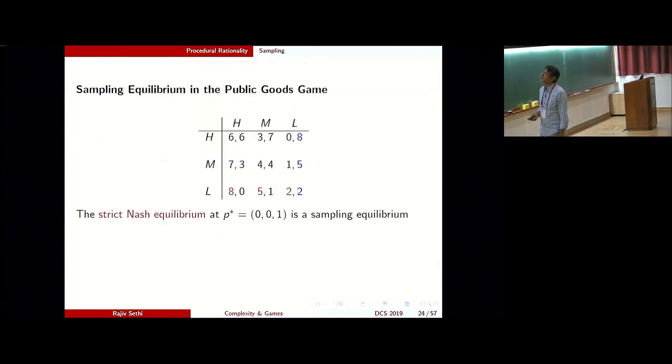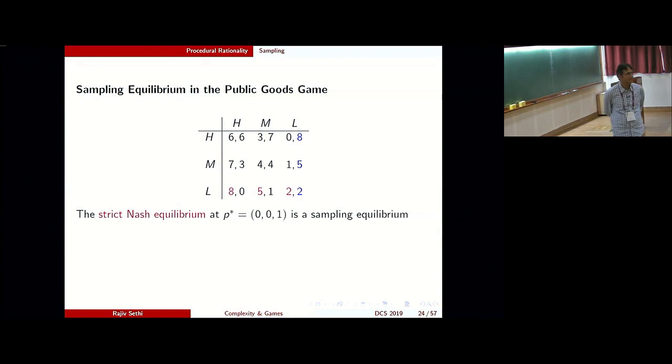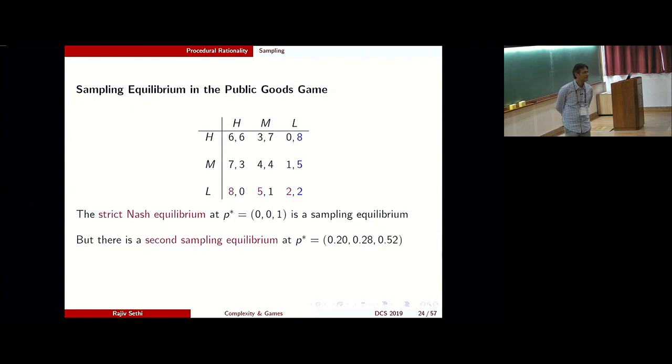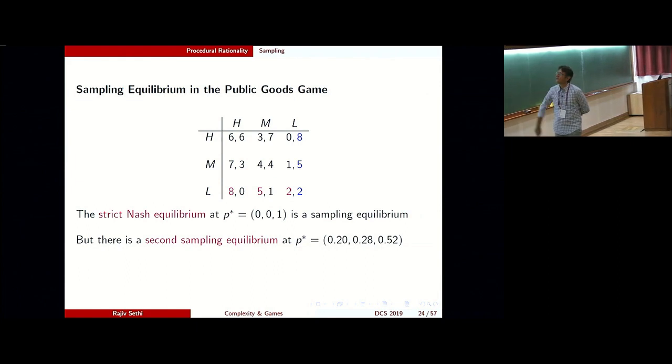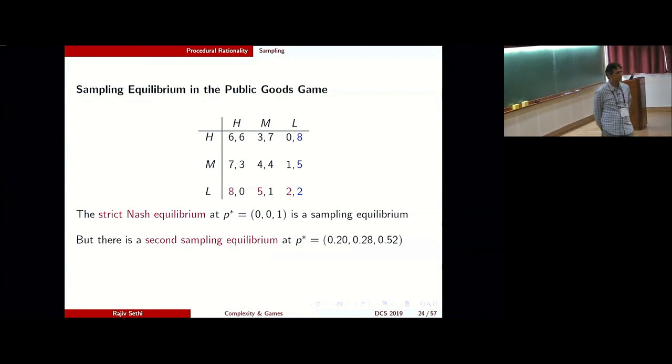Okay, I'm going to skip through the auctions, we don't care. So what I just explained to you is that P equals 0, 0, 1 is in fact a sampling equilibrium. However, here's another sampling equilibrium. It takes a little bit of work to verify it, but trust me, it is a sampling equilibrium. There's a sampling equilibrium where H is chosen with about 20% chance, L with 28%, and H with 52%. These are not exact, these are rounded numbers. The exact values are irrational.